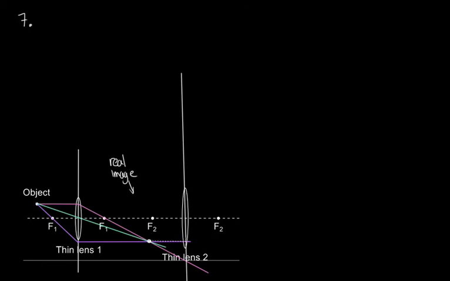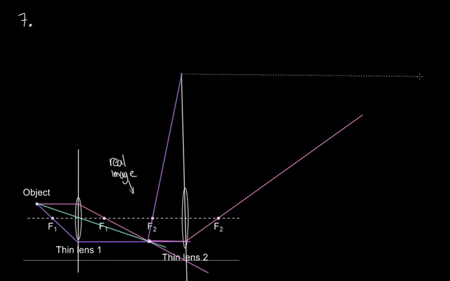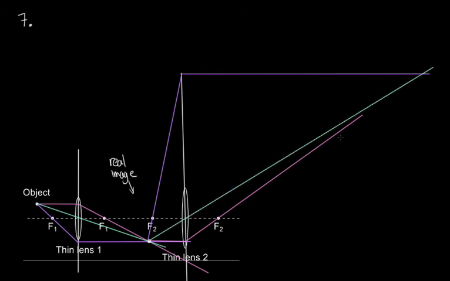So the first principal ray travels parallel to the principal axis, and then when it gets to the lens, it's refracted up through this focal point. The second principal ray goes up through this focal point until it hits the lens, which is way up here, and then it travels parallel to the principal axis, so like that. And then the third principal ray travels right through the middle of the lens.